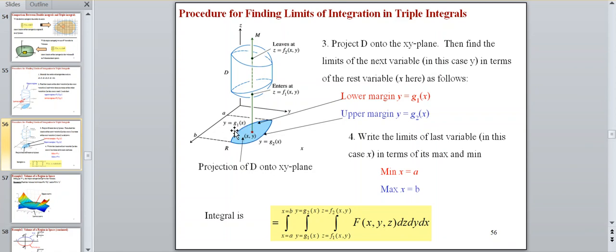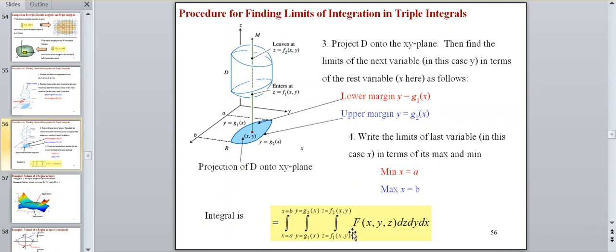We can say y is from g1 of x to g2 of x. Here is the lower curve and upper curve for y. So y is from g1 to g2 of x. And then look at here, we can say x is from a to b. So this is how we describe the region D. This is one of the 6 possibilities, okay?